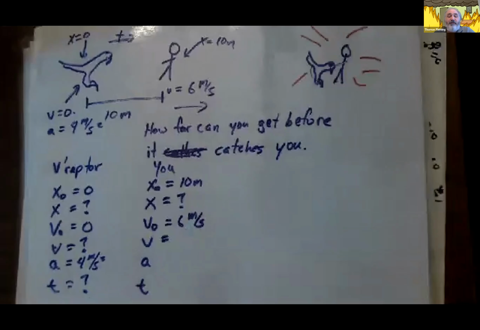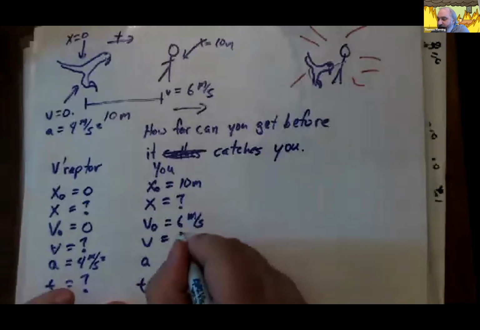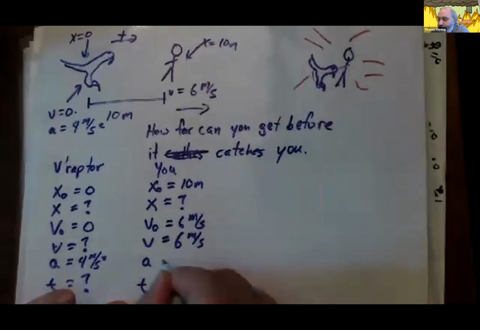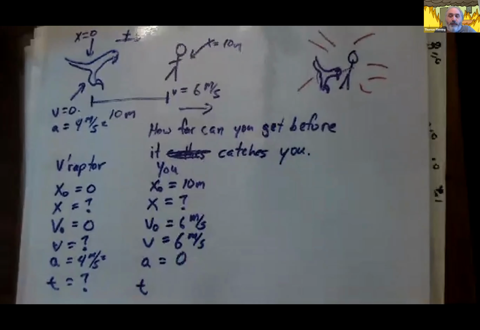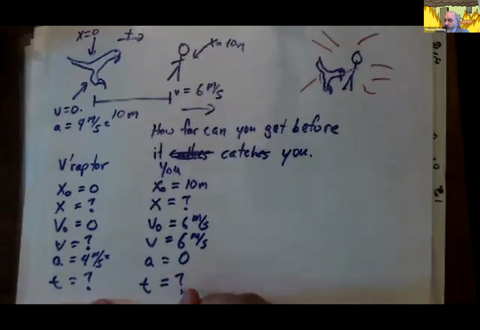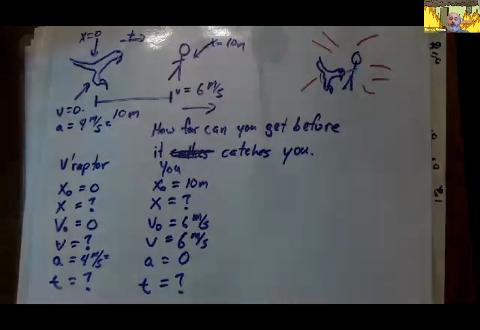Now, what about your ending velocity? Well, we said in the setup that you were already running as fast as you can, and you're certainly not going to see a Velociraptor chasing you and slow down, because that's stupid. So you're going to still be running the same speed at the end. Notice if your velocity hasn't changed, that implies that your acceleration must have been zero, right? If your velocity had been changing, your acceleration would be non-zero, but zero acceleration means you're traveling at a constant speed. And of course, the time to go from here to here is unknown.